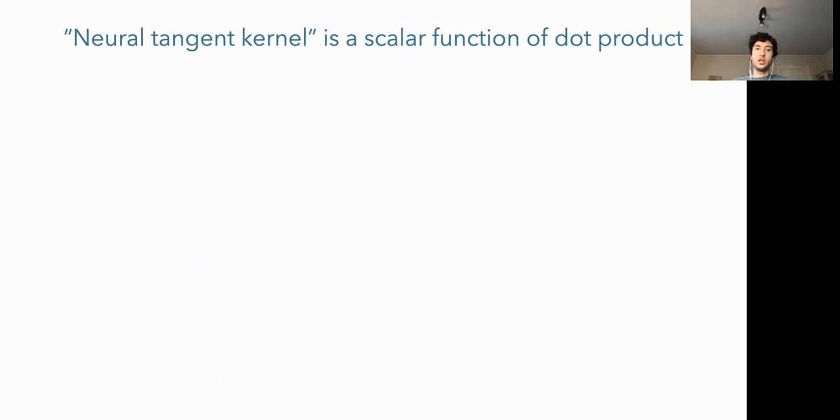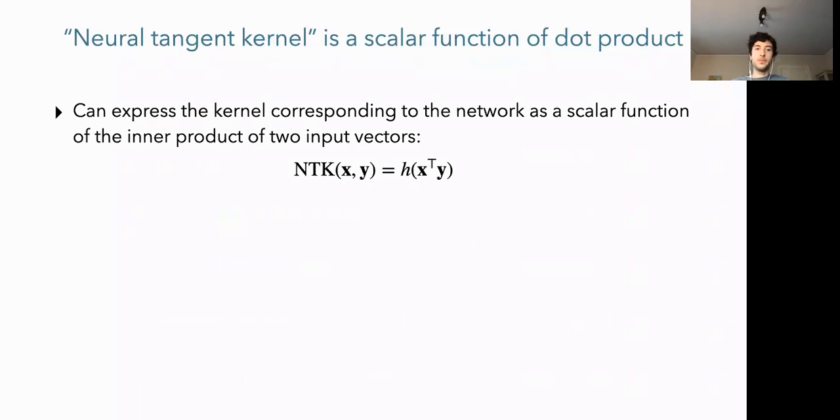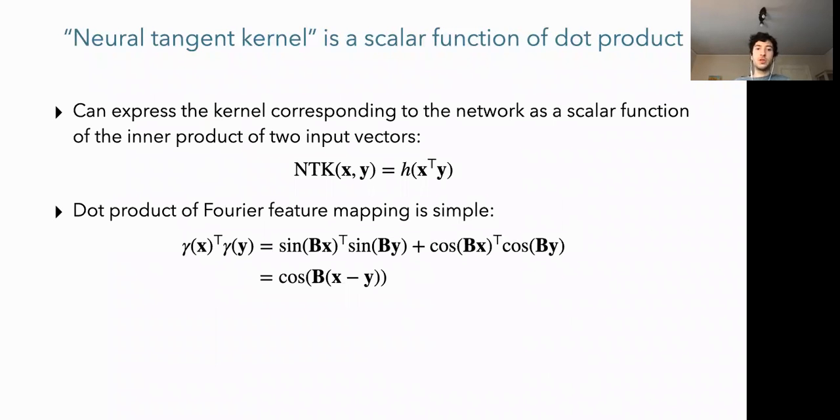So we're going to use the neural tangent kernel theory, where for a standard fully connected network, the corresponding kernel can be expressed as a scalar function of the inner product between two input points, x and y. Now it turns out that our Fourier feature mapping has a nice property where the dot product of two feature vectors is actually a stationary function of the two original points x and y. So this means that it is shift invariant.